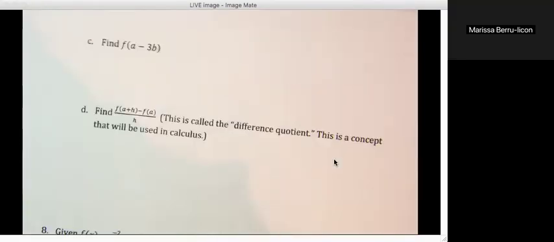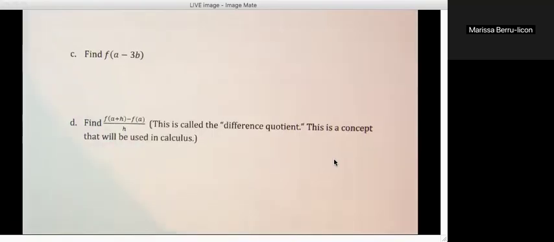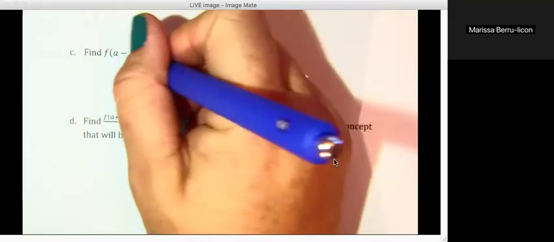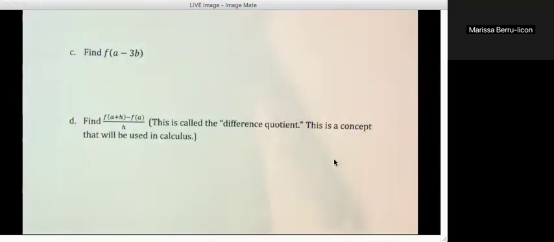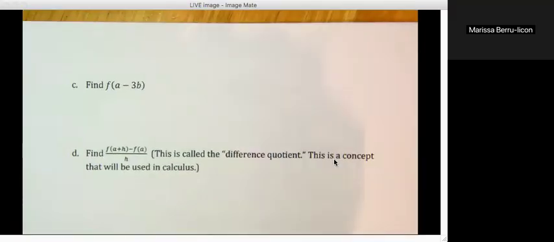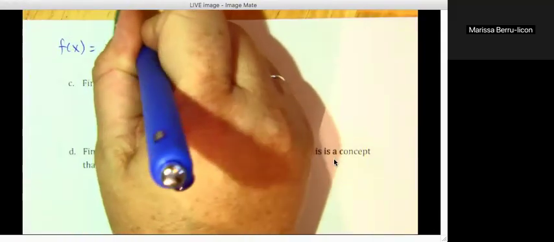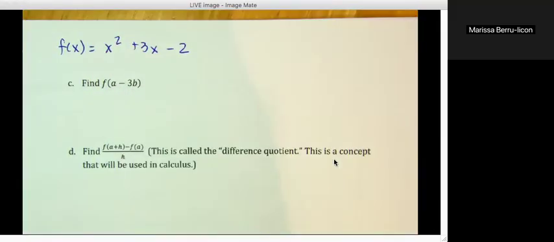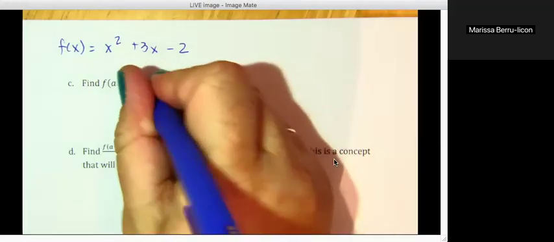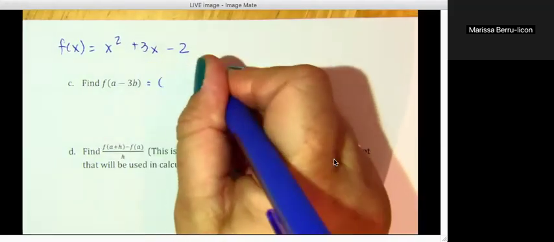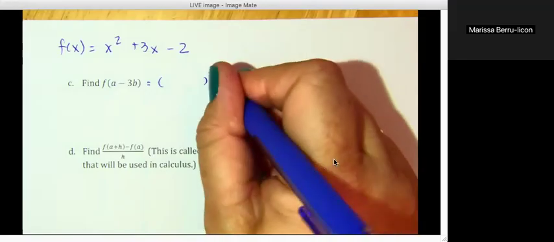So here we have f of a minus 3b. And again, same outside function, just to write it from the previous page, we had f of x was equal to x squared plus 3x minus 2. So again, I'm writing f of x with x being replaced with parentheses.